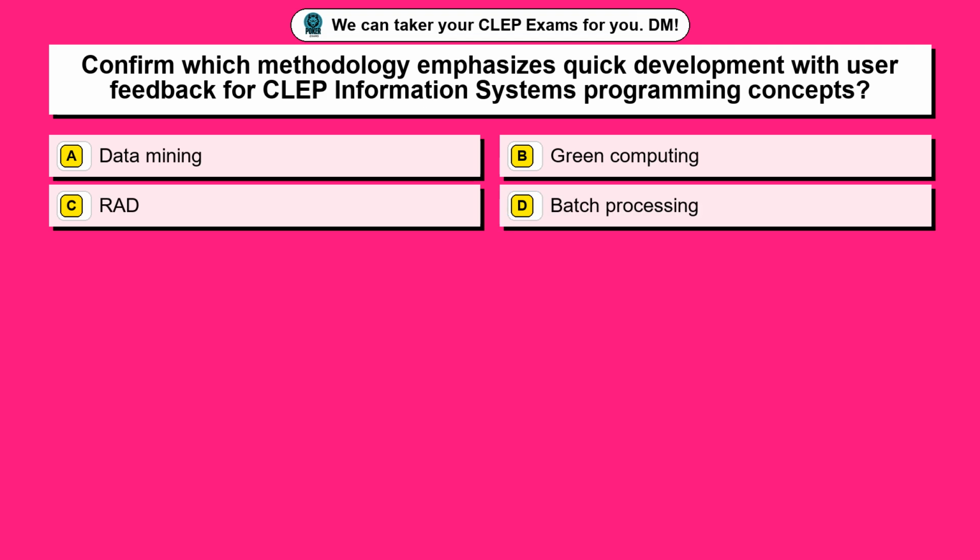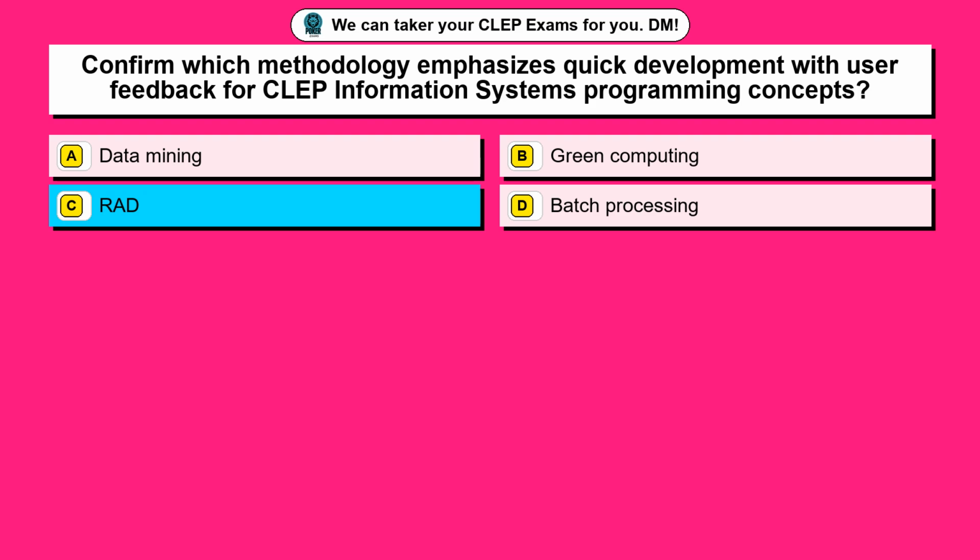Question 69. Confirm which methodology emphasizes quick development with user feedback for CLEP Information Systems programming concepts. Option A. Data mining. Option B. Green computing. Option C. RAD. Option D. Batch processing. The correct answer is option C.